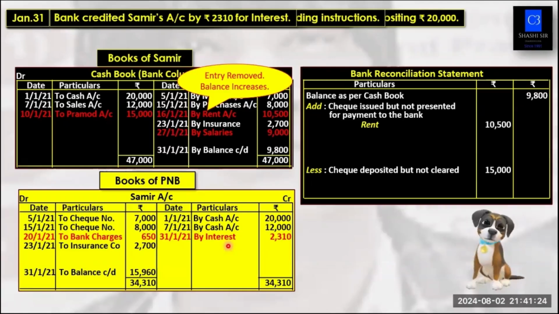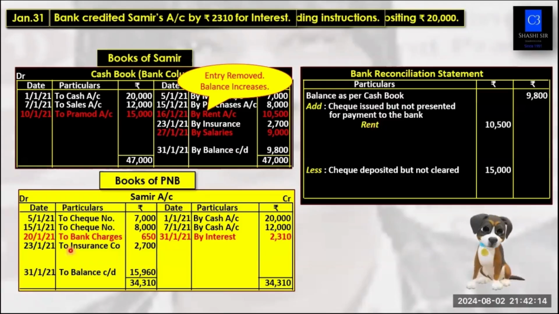So if we write this interest on the debit side of cash book, what will be the effect? What will be the impact on this amount, 9,800? The effect of removing this entry, this check of Mr. Pramod, was that the balance was decreasing. But if you make one entry on the debit side, then this balance will increase. So this 2310 will be added in the bank reconciliation.